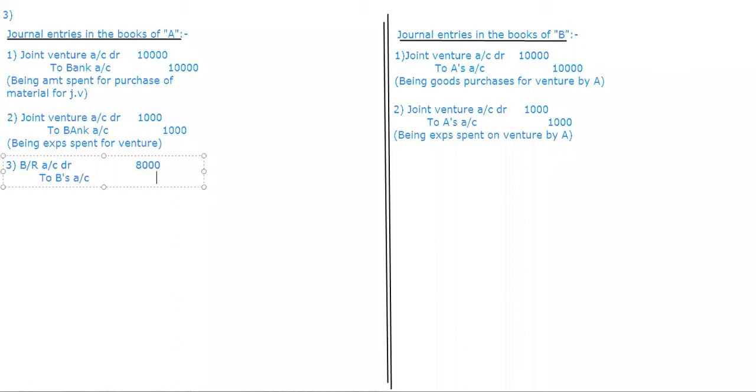B is accepting it. So B's account we are going to write like this, being bill drawn on B. Like this we are going to write. Now what happens here? Now he is accepting. So here he has to pay.